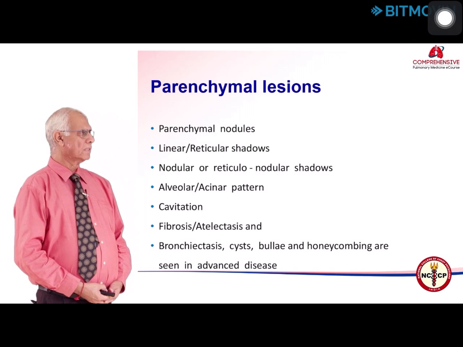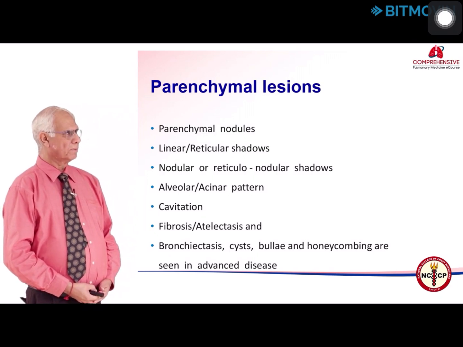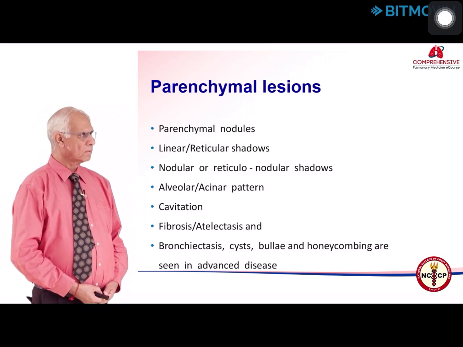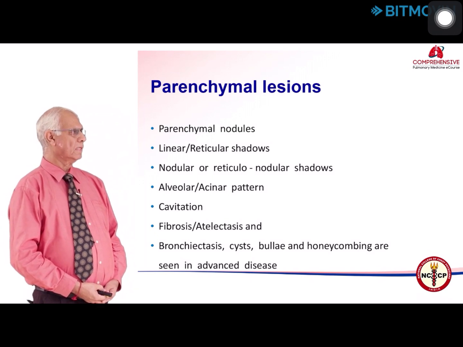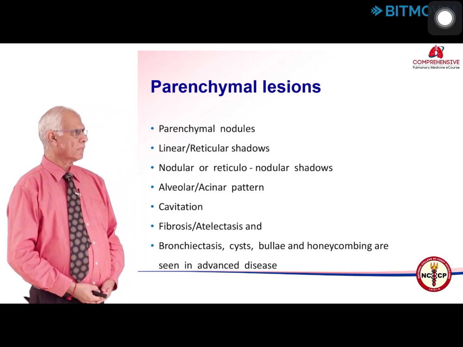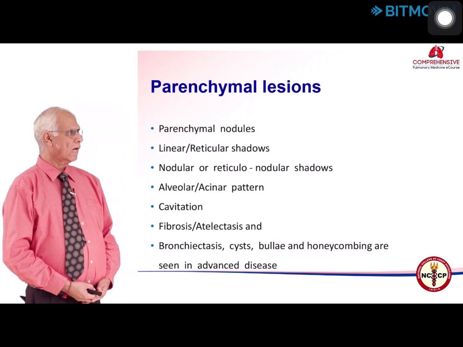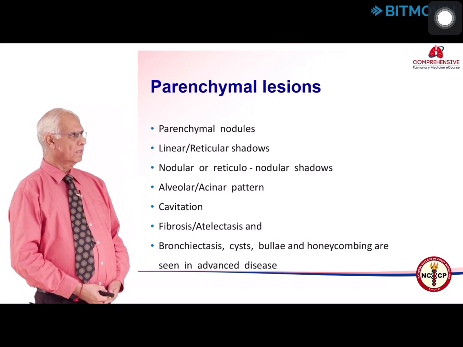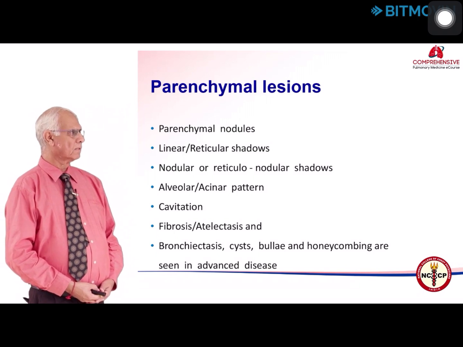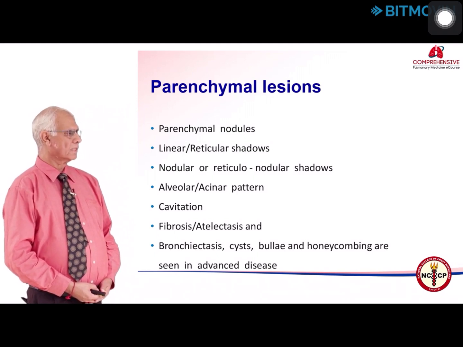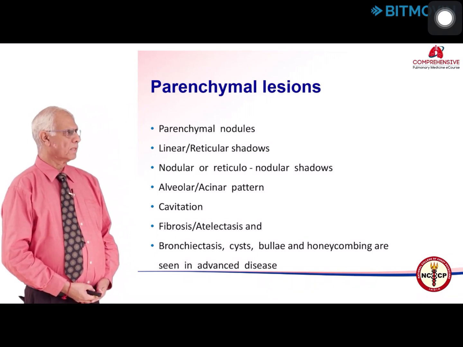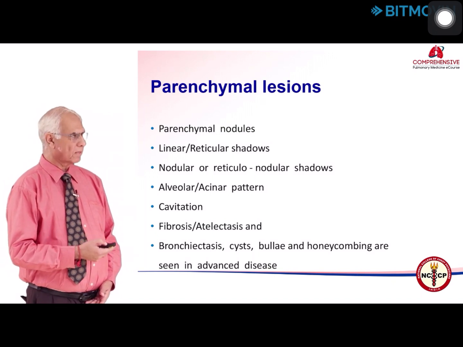Other parenchymal lesions are parenchymal nodules, which are very prominent in some patients, that can sometimes be the only sign visible in HRCT. Linear radicular shadows, nodular radicular shadows, alveolar acinar pattern, which I will show you. Cavitation can occur in up to 6% of the subjects. Fibrosis, atelectasis, bronchiectasis, cyst, bullae and honeycombing can be seen in advanced disease.